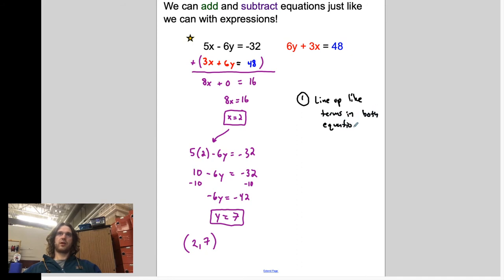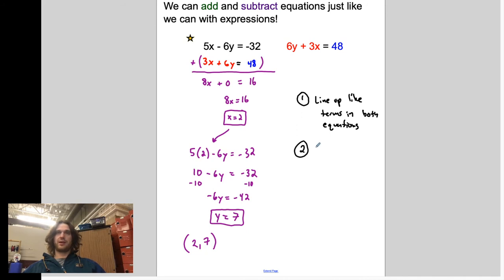Okay, that's what we did right here. So we made sure that x was under x, y was under y. The second thing, which we really didn't have to worry about because it was already done for us, and this is the rules that I'm going to be following for the rest of the problems, is make one set of like terms so we can eliminate the variable.